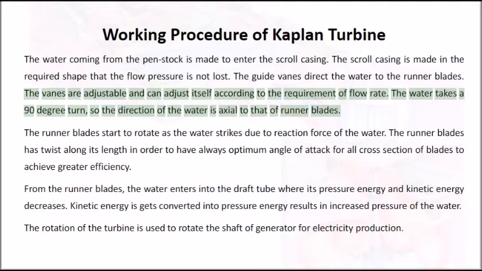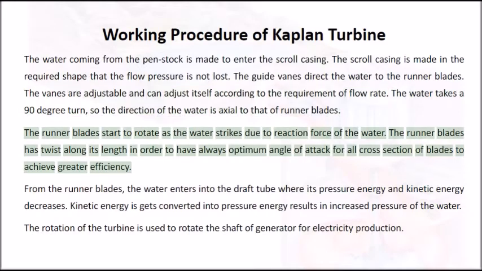The water takes a 90-degree turn, so the direction of the water is axial to that of the runner blades. The runner blades start to rotate as the water strikes, due to the reaction force of the water. The runner blades have a twist along their length in order to have an optimum angle of attack for all cross-sections of the blades, to achieve greater efficiency.